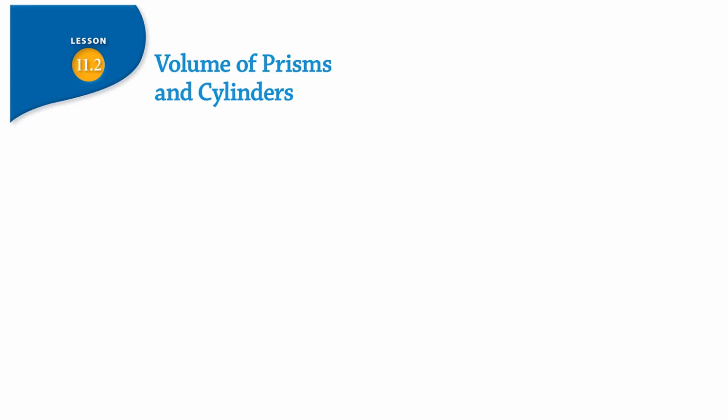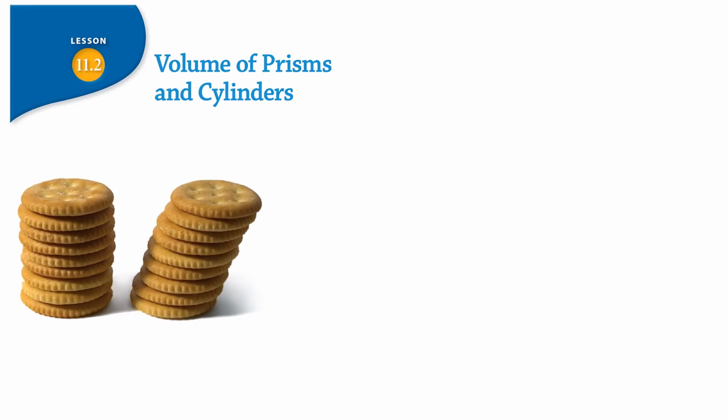Now, if we remember from yesterday, the prism is a three-dimensional object. Top and bottom are the same. Same thing with the cylinder. Top and bottom are the same, just happen to be circles. They can be slanted or they could be straight up and down.